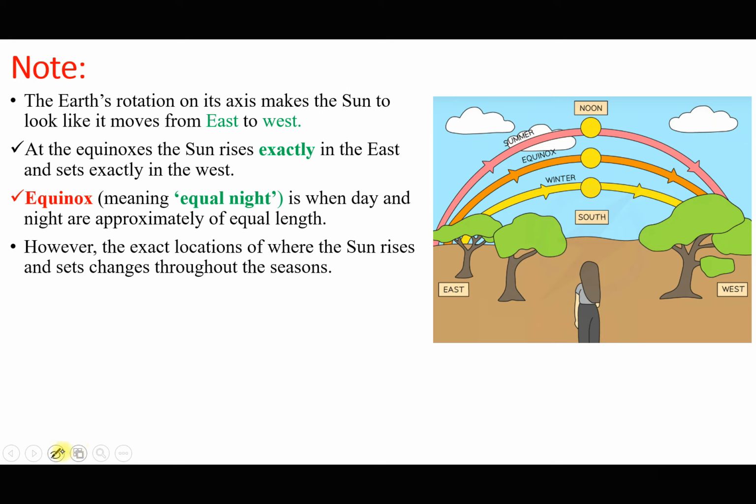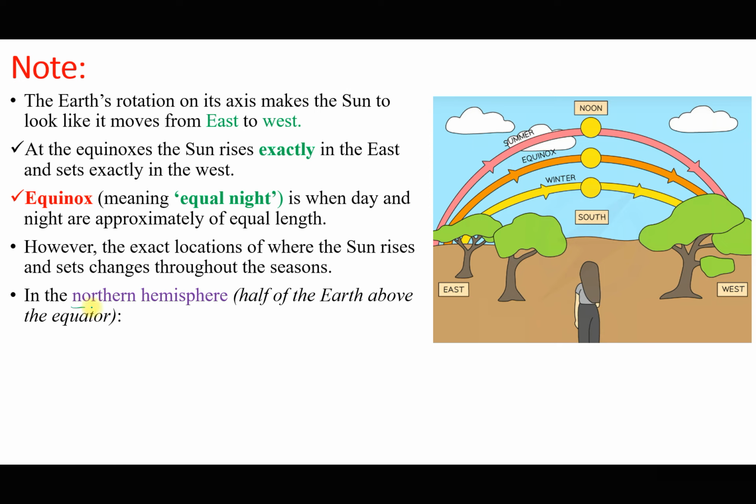For example, in the northern hemisphere, that is half of the earth above the equator, and the southern hemisphere is the other half of the earth below the equator. Of course, the equator is a point where the angle of incidence of light from the sun does not change. It's always the same throughout the year. So in the northern hemisphere, in summer the sun rises north of east and it sets north of west.